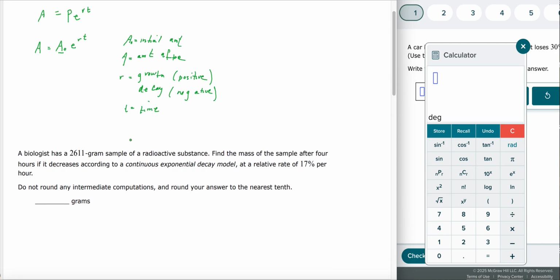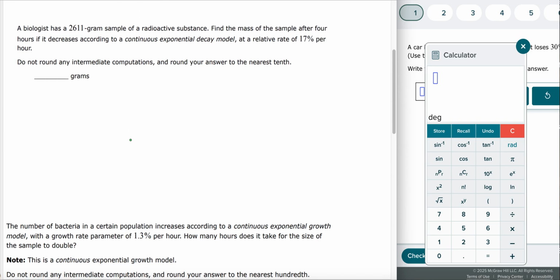So let's look at a couple of applications and we'll see how this works. A biologist has a 2,611 gram sample of a radioactive substance. Find the mass of the sample after 4 hours if it decreases according to the continuous exponential decay model at a relative rate of 17% per hour. We're going to use our exponential model: A is equal to A sub 0 times e to the RT.